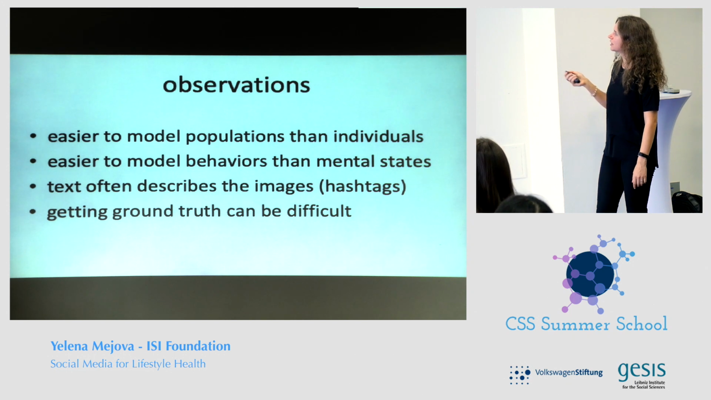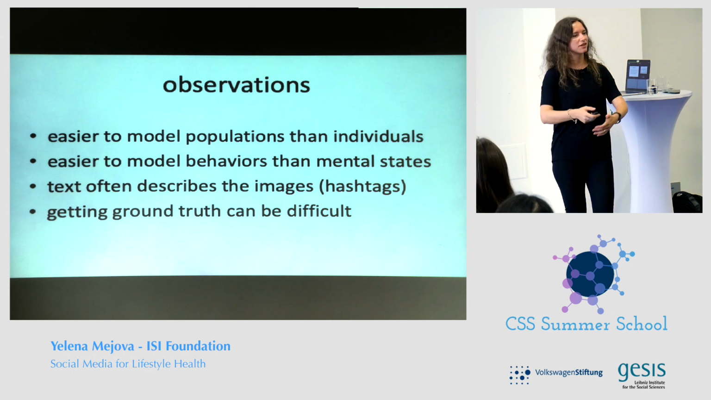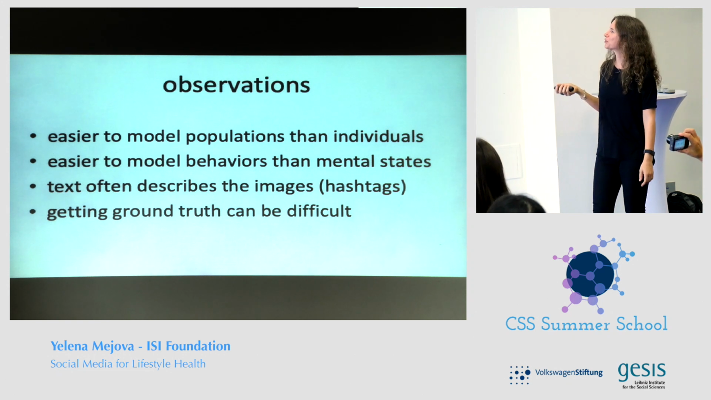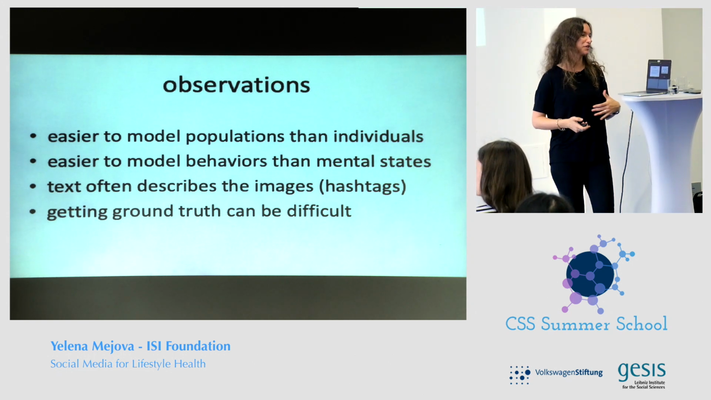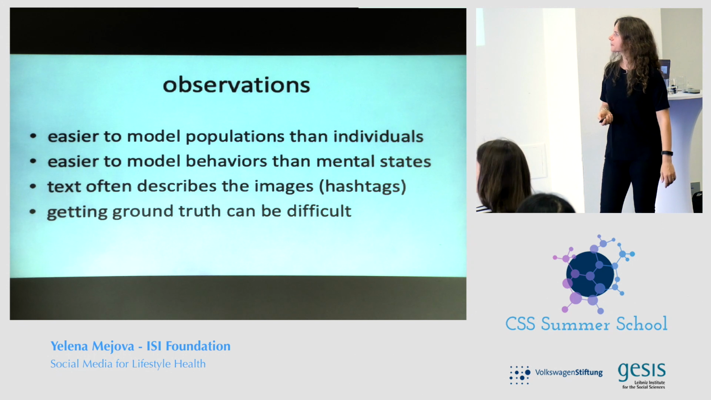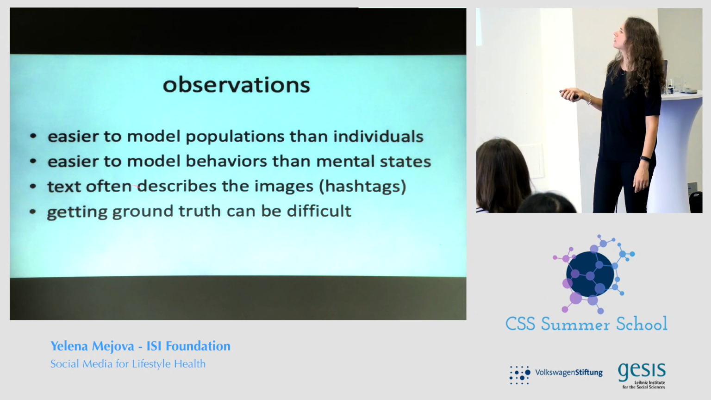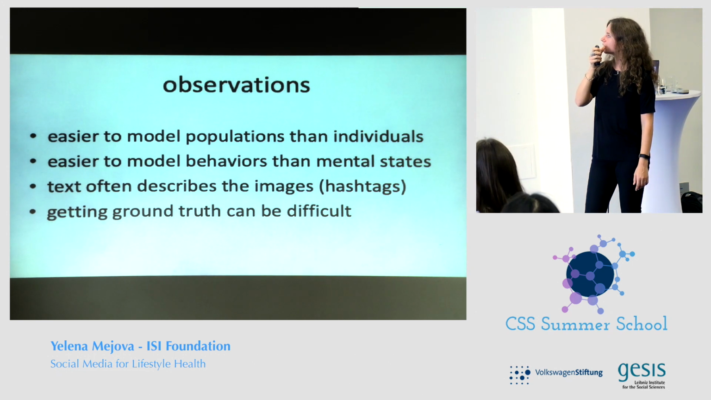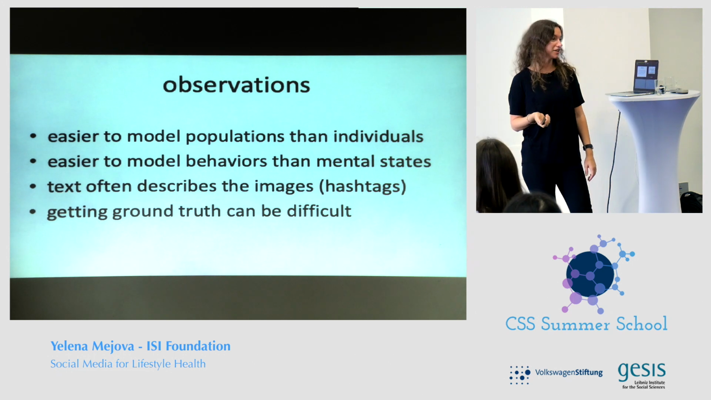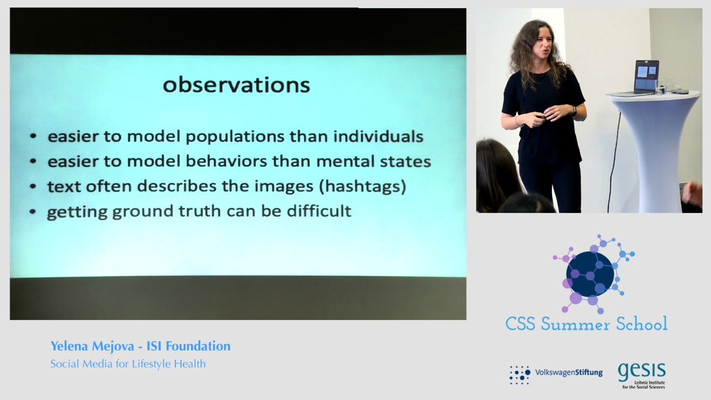So the idea is that it's much easier to model populations than individuals, of course. And of course, much easier to model something that is visible than something that is internal. And getting ground truth can be difficult, especially for the said mental states, right? Some things people will not want to admit to.